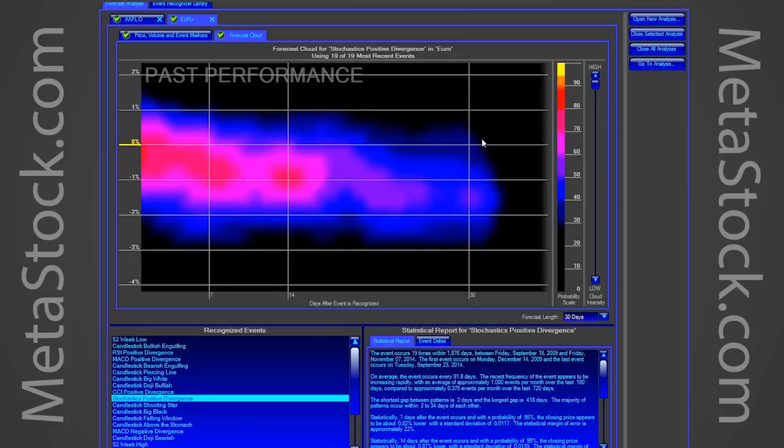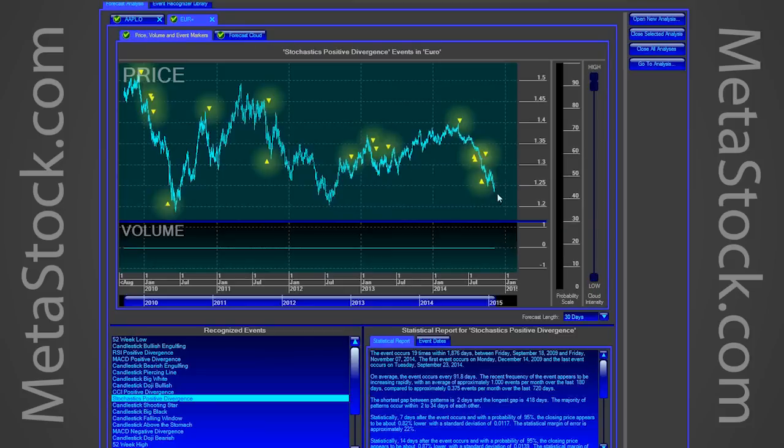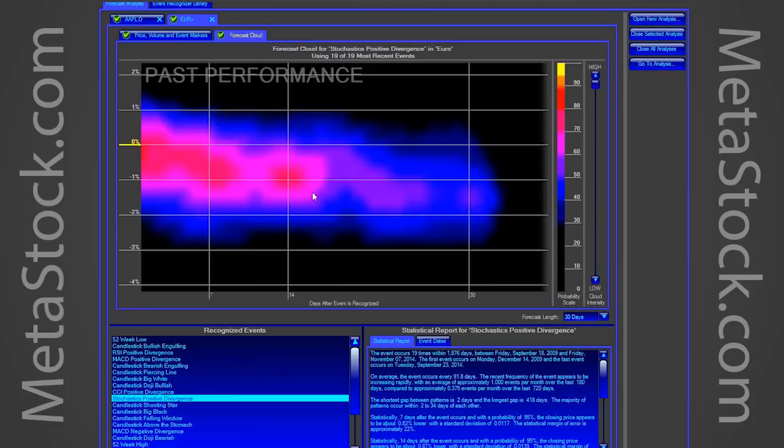After that, it's not as sure, because in the past, after these have happened, it's gone all over the place after about 20 days. But this is where prices have normally gone. This is the most frequent range. We have a roughly 80% likelihood that prices will return to those ranges.